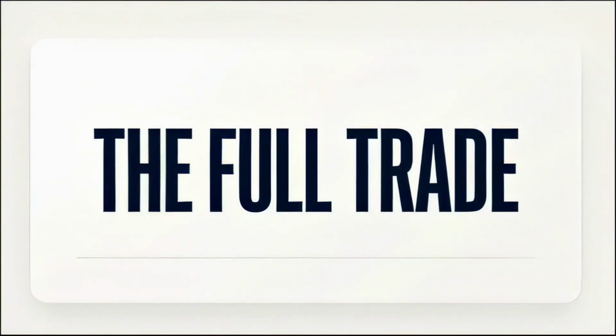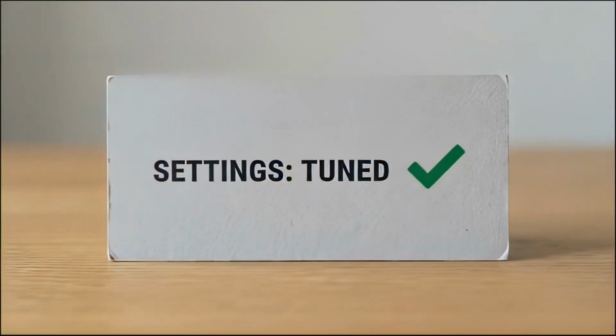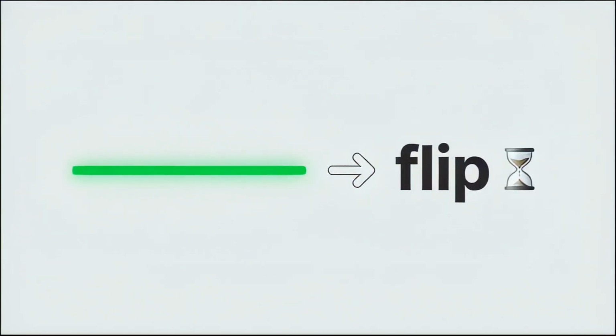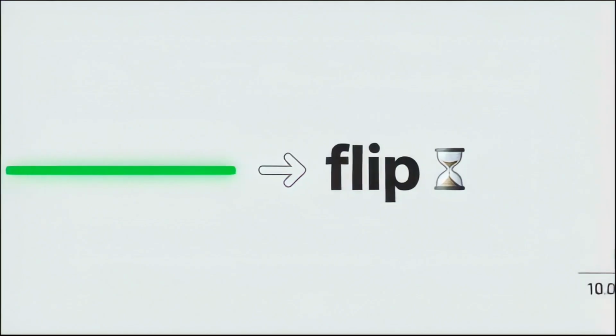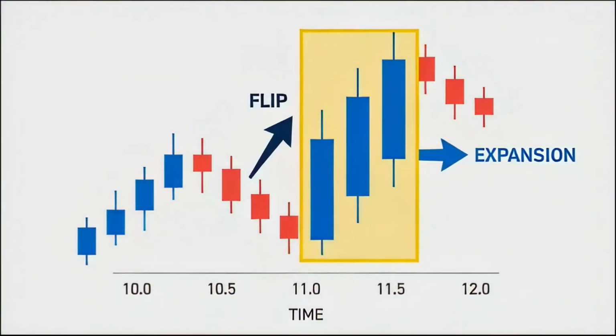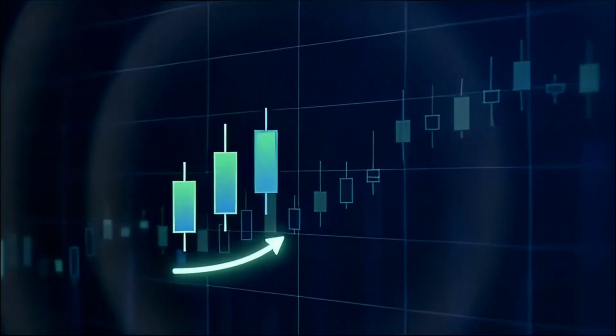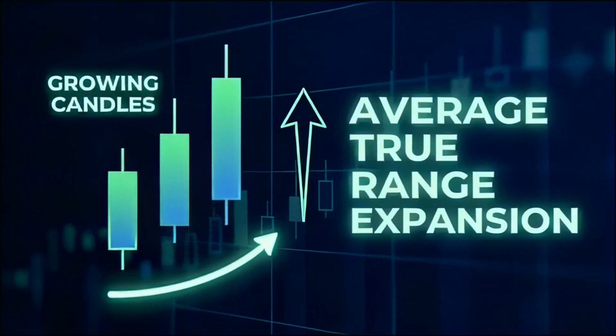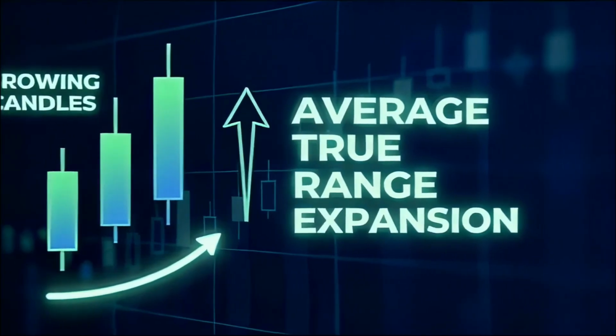Now let's put all 3 rules to work in an actual trade, start to finish. First, confirm your settings are tuned to whatever you are trading. Per Rule 1, you are not fighting the tool's own noise before you even begin. Second, wait for the flip, and treat it purely as direction. Per Rule 2, do not touch it yet. Third, check the candles around that flip for genuine expansion. Per Rule 3, if they are still small and quiet, you wait for more proof. If they are visibly larger, you lean in and move to the entry.